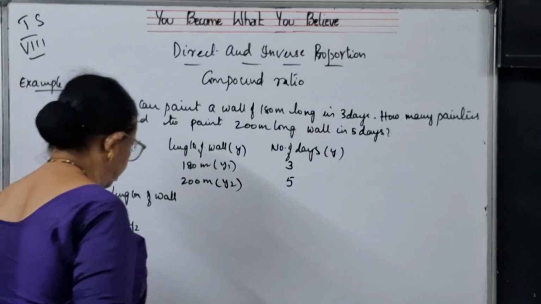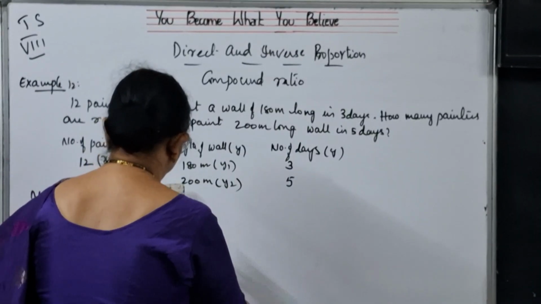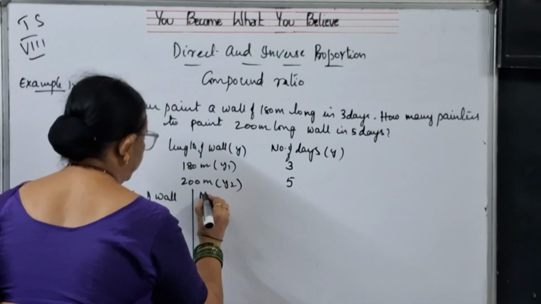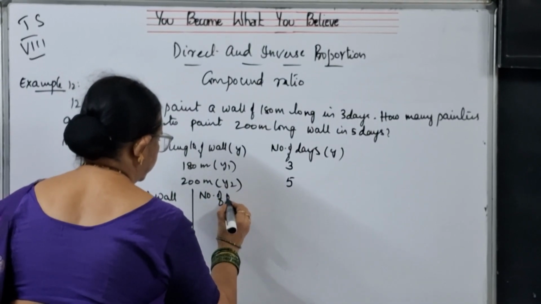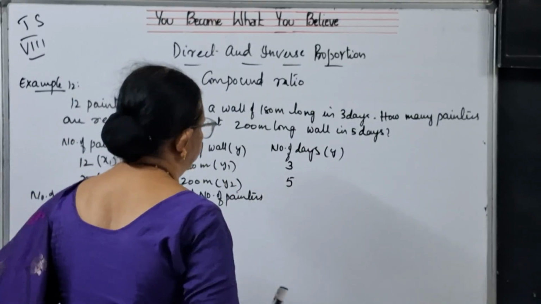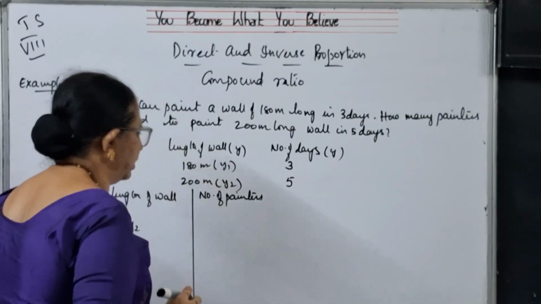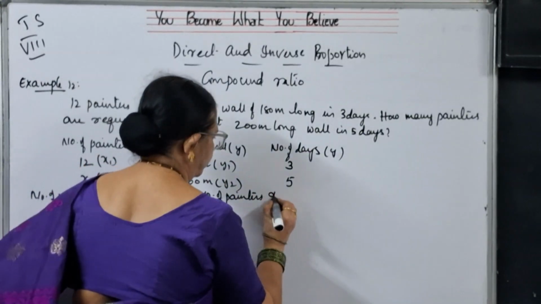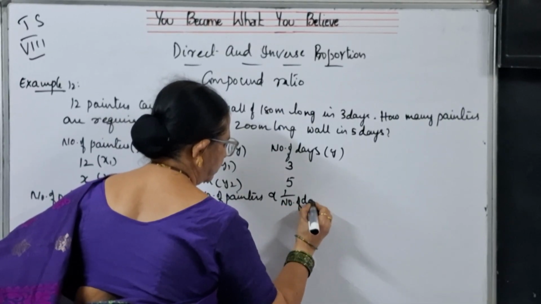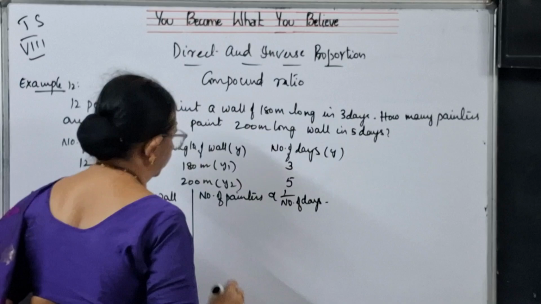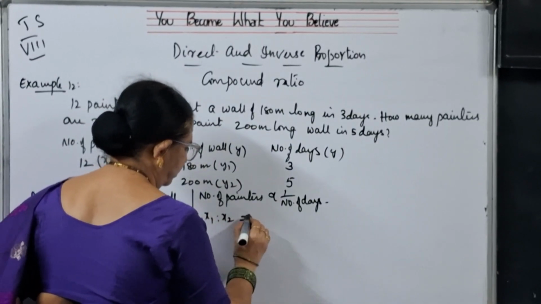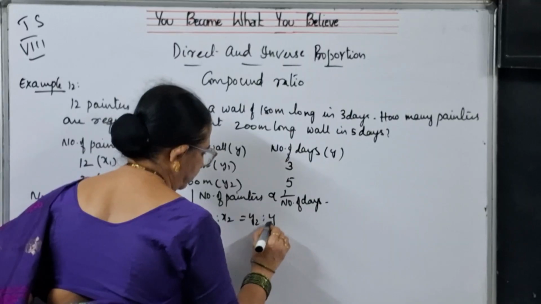Okay. Now let us take the next ratio. Number of painters and number of days. See children, when painters increase, days will decrease. So it is inversely proportional to number of days. So what we will say, x1 is to x2 is equal to y2 is to y1.